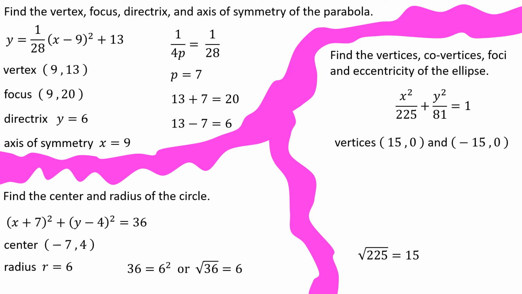So the co-vertices, those will move in the direction of y. And of course, the square root of 81 today would be 9. Check back tomorrow. It might still be 9 tomorrow. You'll have to double check on that, though. So the co-vertices, 0, 9, 0, negative 9.